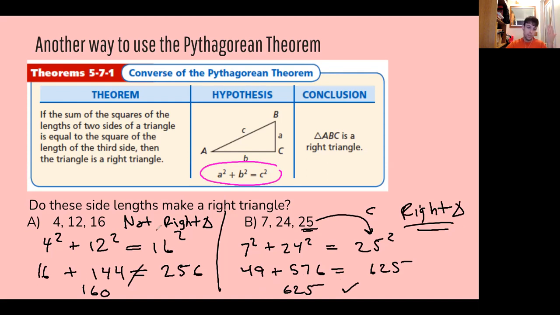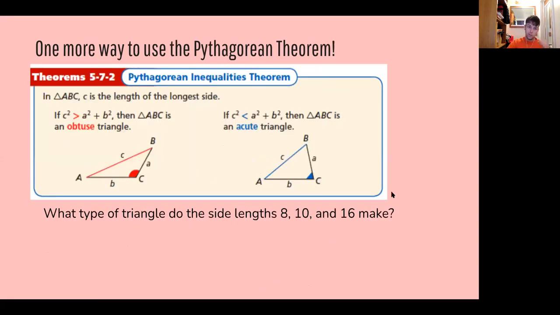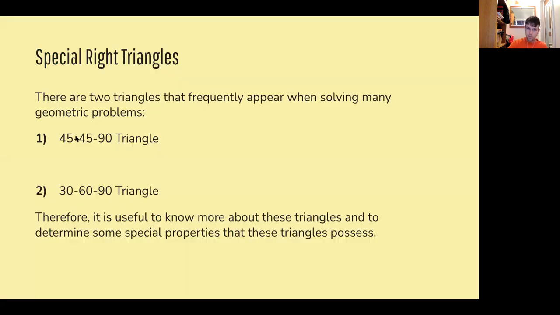It's that easy. If they are actually equal according to the Pythagorean theorem, then it is a right triangle. If they're not equal according to the Pythagorean theorem, then it's not a right triangle. Not too hard, it's just another way that we can use it. And then the last way to use it is, what about those non-equal ones? Can we tell any more information about it? Can we decide if they're acute or obtuse? Yeah, we can. Turns out, if c squared is greater than a squared plus b squared, it's obtuse.